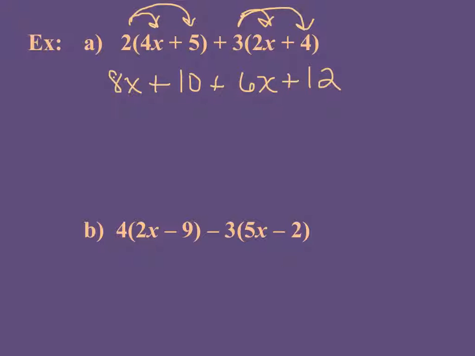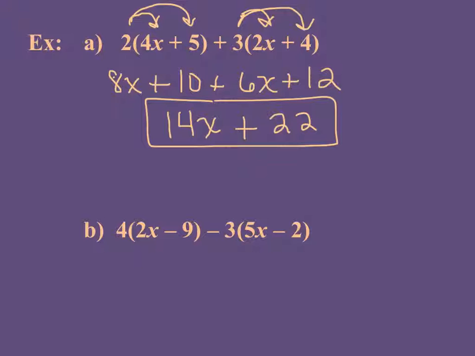Now I search through for like terms, and I see that 8x and 6x both have an x, so they're like terms. I can combine them to get 14x, and then 10 and 12 can both be combined to get 22.